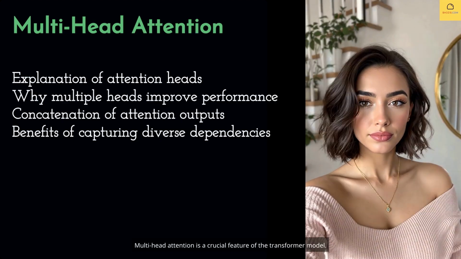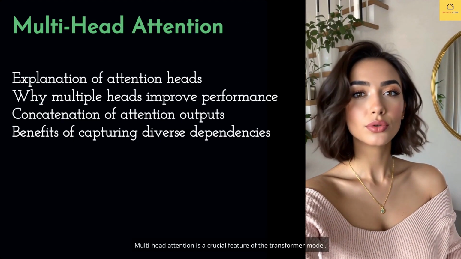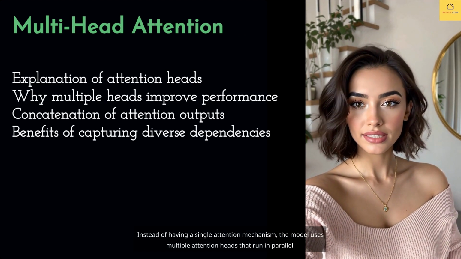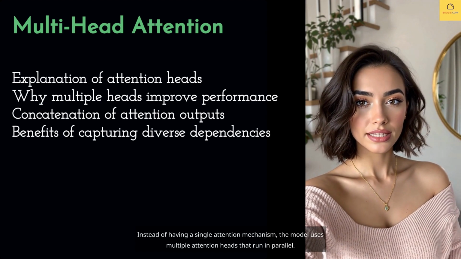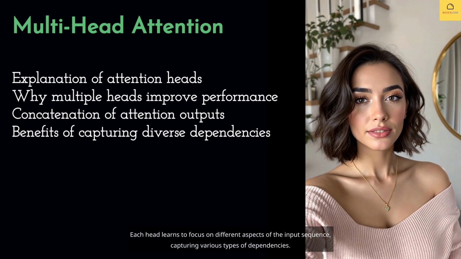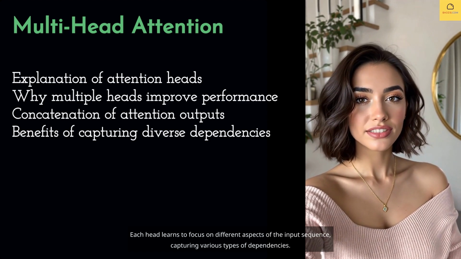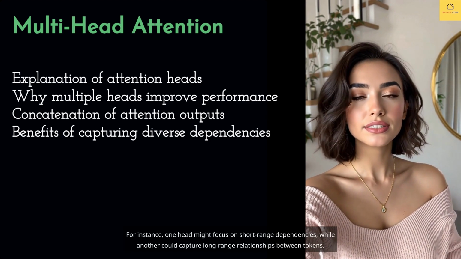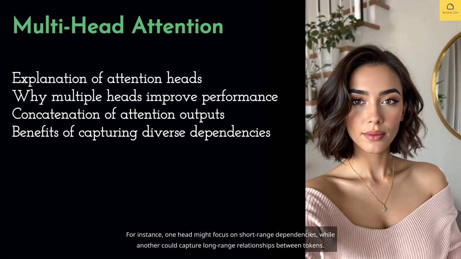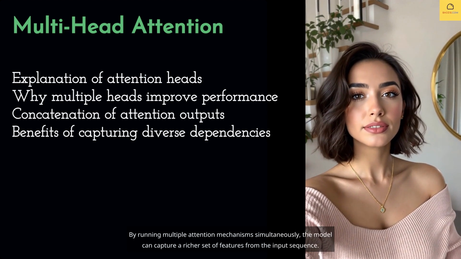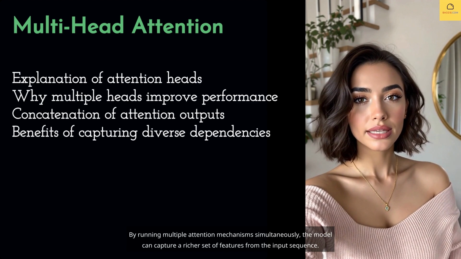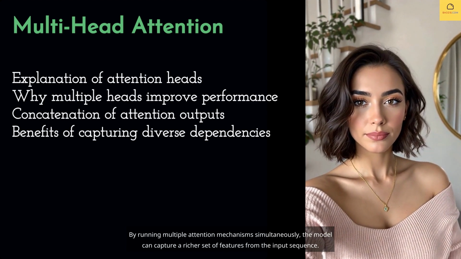Multi-head attention is a crucial feature of the transformer model. Instead of having a single attention mechanism, the model uses multiple attention heads that run in parallel. Each head learns to focus on different aspects of the input sequence, capturing various types of dependencies. For instance, one head might focus on short-range dependencies, while another could capture long-range relationships between tokens. By running multiple attention mechanisms simultaneously, the model can capture a richer set of features from the input sequence.